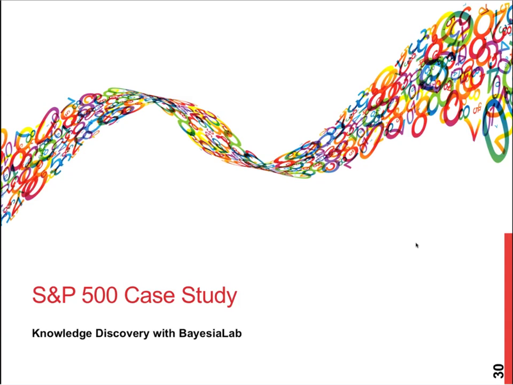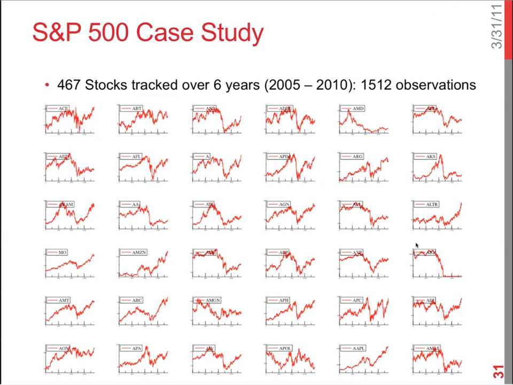So now back to our example. Now specifically, what are we doing? I'm now taking our data set, preparing it for BayesiaLab. As I said before, we have these 467 stocks. Of course, we show a lot fewer here on our screen. I think there are only about 36 on the screen. And they show us their values over the entire 6-year period.